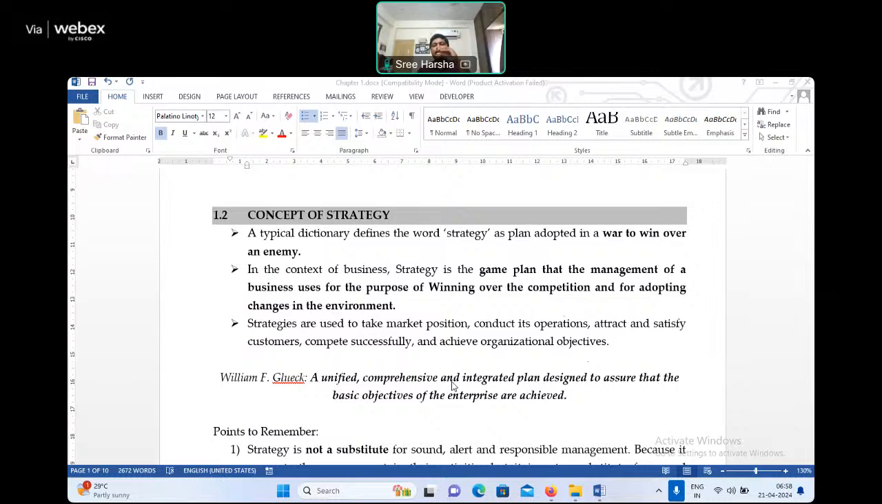Then the second word is strategy. What do you mean by strategy? Strategy is nothing but a plan or a sequence of steps, or a long-term game plan which is created by the management for the purpose of creating a competitive advantage. Simply speaking, the word strategy is actually derived from war.